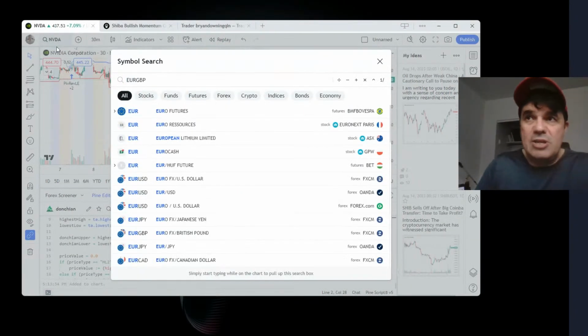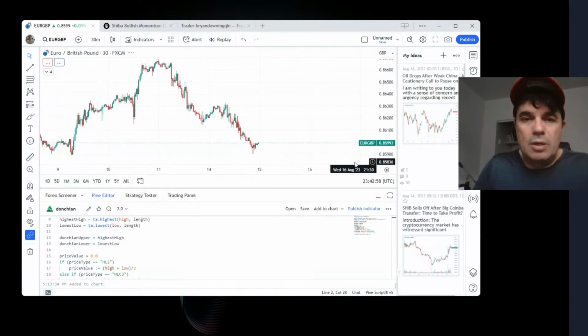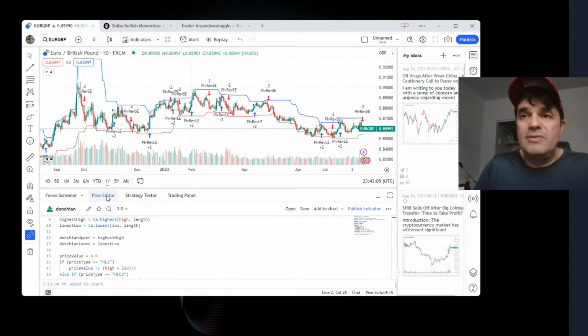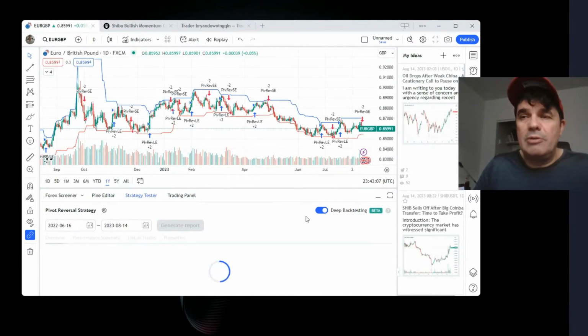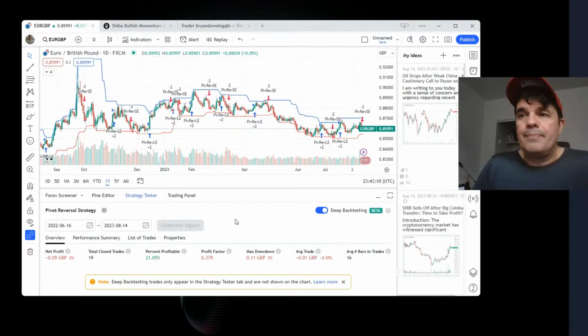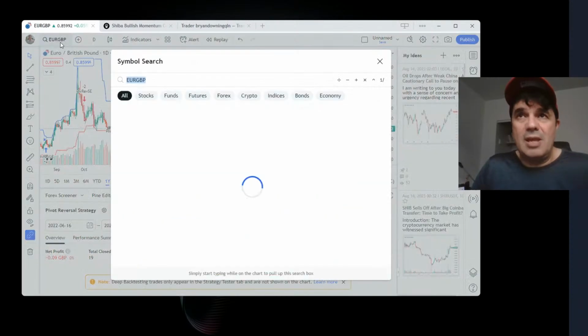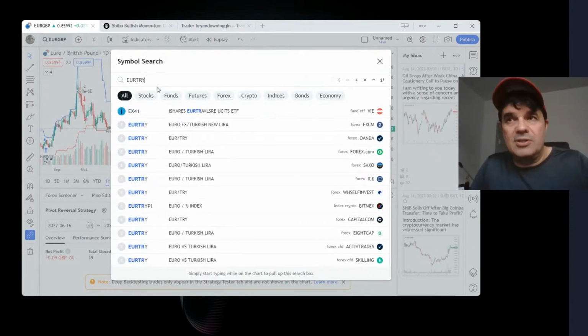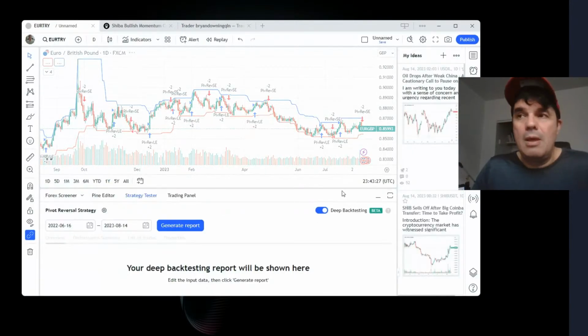Euro GBP. Okay, yeah. The problem is that you've got to have your leverage. So here you go. Let me put a full year in. We will do strategy tester, generate report. You can see the profit factor, losing money. Yeah, I mean, forex is not the greatest. Now, a couple of ones that I saw today. Let's say we'll use the Euro Turkish lira. That's usually a good one.